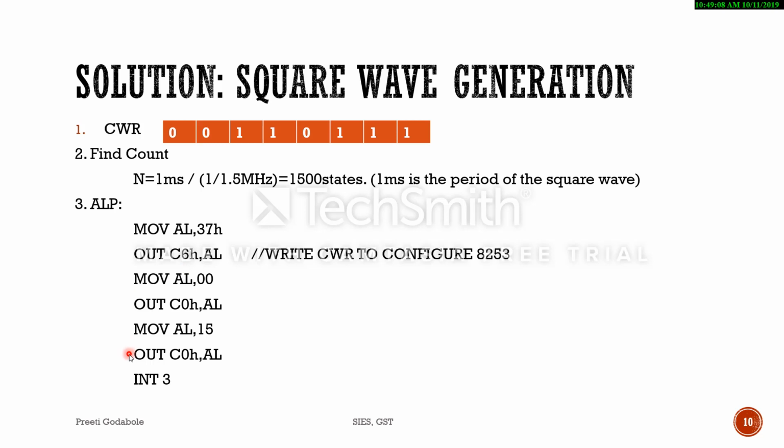The next two steps, we are going to load the value of the count. How we are going to load the value of the count is decided by these two bits, which say load least significant byte first. So 1500 is the value of the count, 00 is the least significant byte which has to be loaded on counter 0. The address of counter 0 is C0. Next we have to load the most significant byte of the count value 1500, which is 15, onto counter 0. So this is the ALP with which we are configuring 8253 to generate a square wave. Once you run the program, your 8253 will generate the square wave.